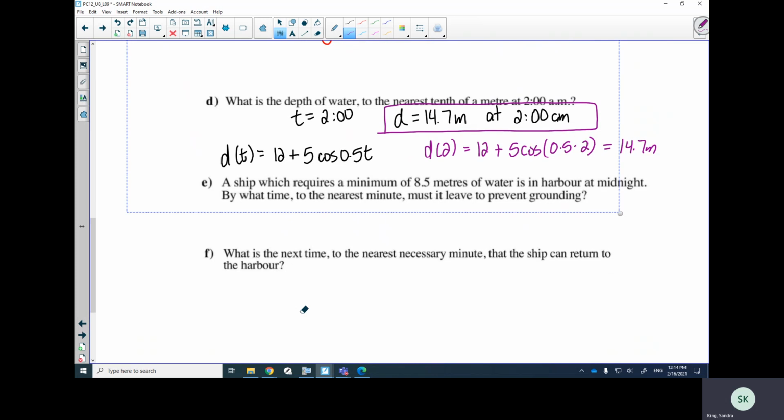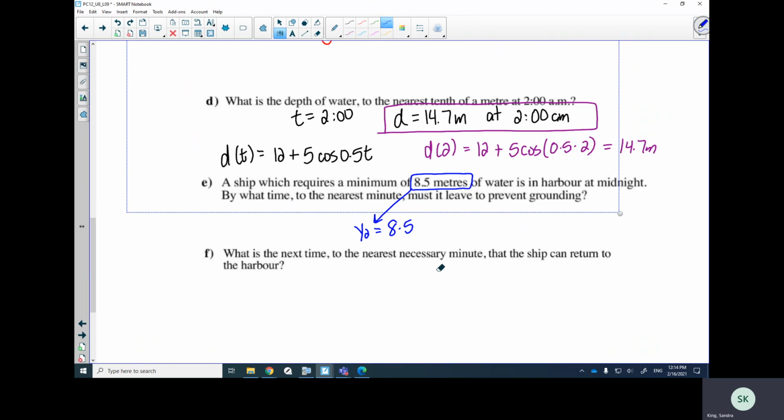E and F, these are the ones we got to think on, these two questions. What E says, a ship requires a minimum of 8.5 meters of water if they're in the harbor. So the ship's in the harbor and it needs at least 8.5 meters. If the water level goes below 8.5 meters, that ship's going to be grounded. So what it says is, what time to the nearest minute must the ship leave, like go back out to sea, to prevent grounding? So what you're going to do for this question is this right here, 8.5 meters, you are going to type that into Y2 on your calculator.